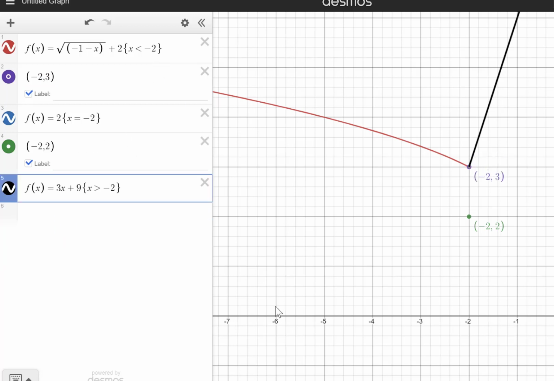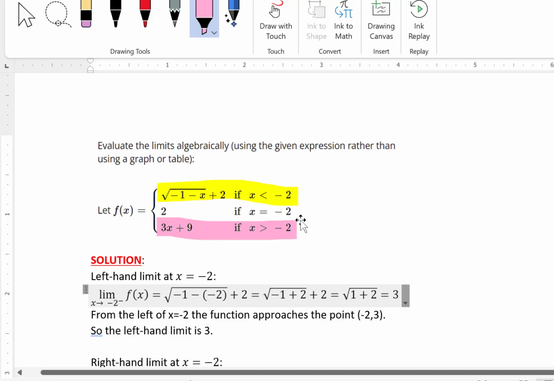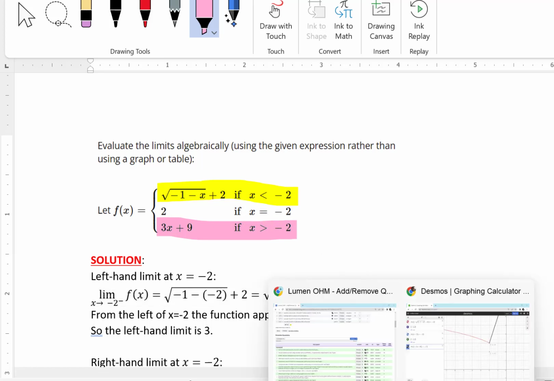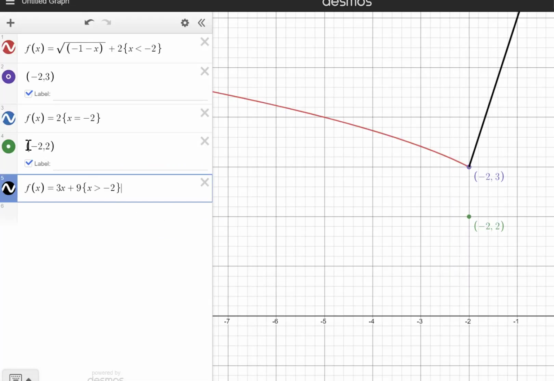I also added to the graph this centerpiece. It says f of x equals 2 if x is equal to -2. That means at the point when x is -2, the y value equals 2. That is the point (-2, 2). So when x is actually equal to -2, the y value will equal 2. So I plotted that point right here, and we see it on the graph.